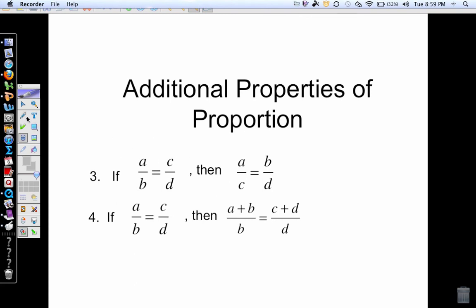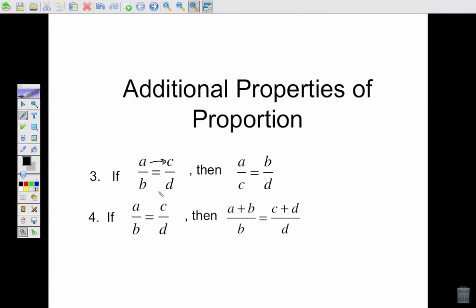Okay, welcome to our lesson on properties of proportions and geometric mean. We're just going to look at a couple more ways you can manipulate proportions today. So I start out with A over B equals C over D, and I can change that so that it's A over C equals B over D.